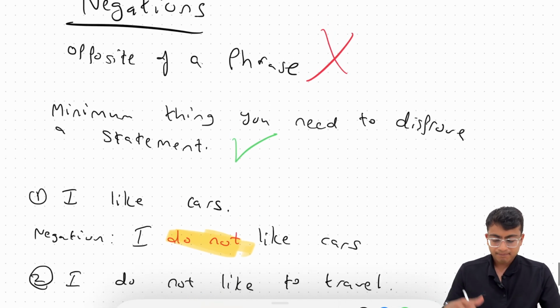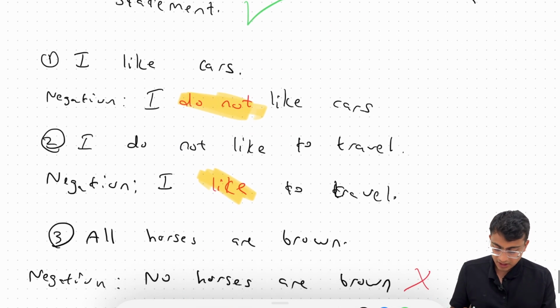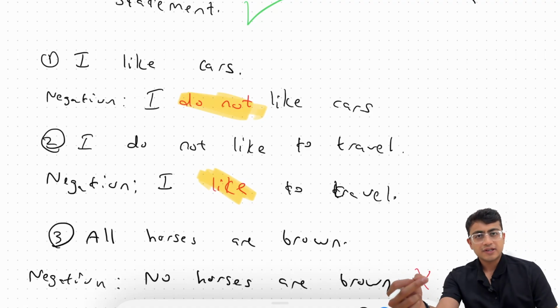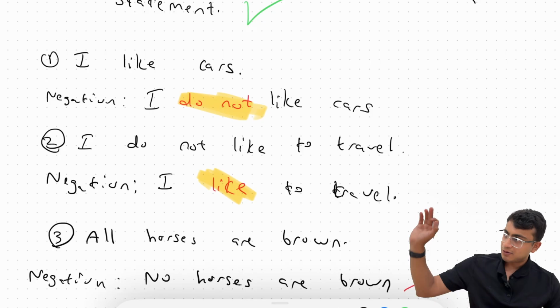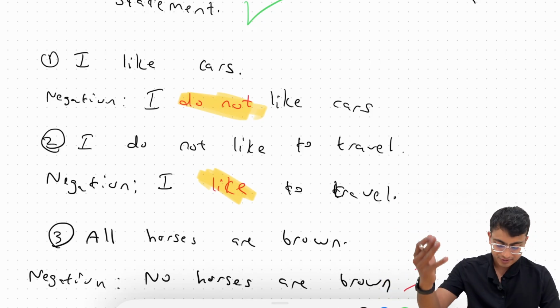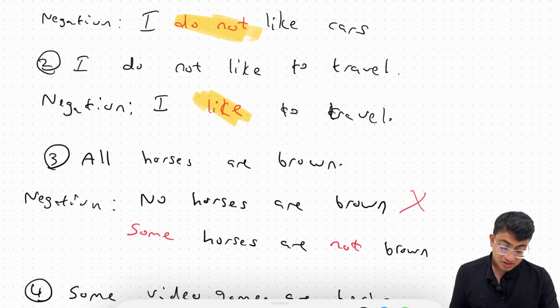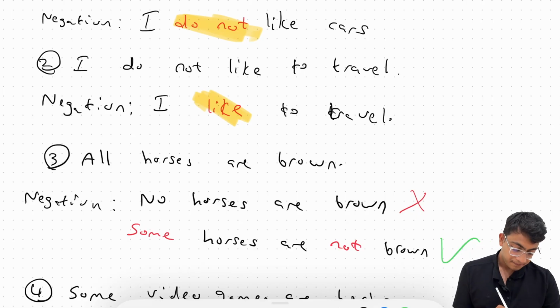Let's go back to our definition. Minimum thing you need to disprove a statement. If I want to disprove "all horses are brown," what do I need to do? Well, I am going to find a horse that is not brown and disprove that statement. Maybe Gandalf's horse, right? That was white in color. So the negation is not "no horses are brown." The negation is "some horses are not brown."